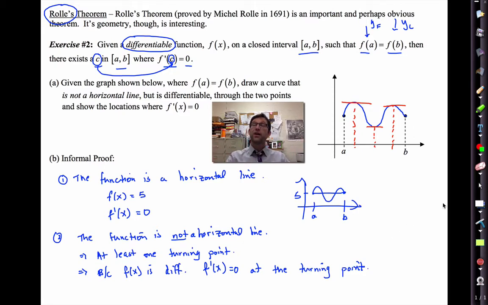So let's go on to an even more important theorem. I'm going to clear this out. Rolle's theorem is one you want to know. If you start and end at the same y value, there's got to be a place where the derivative is equal to 0. Here it goes.